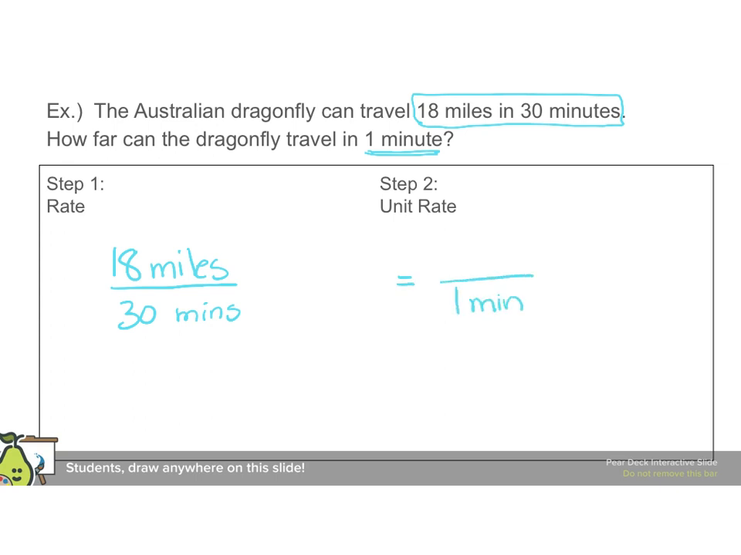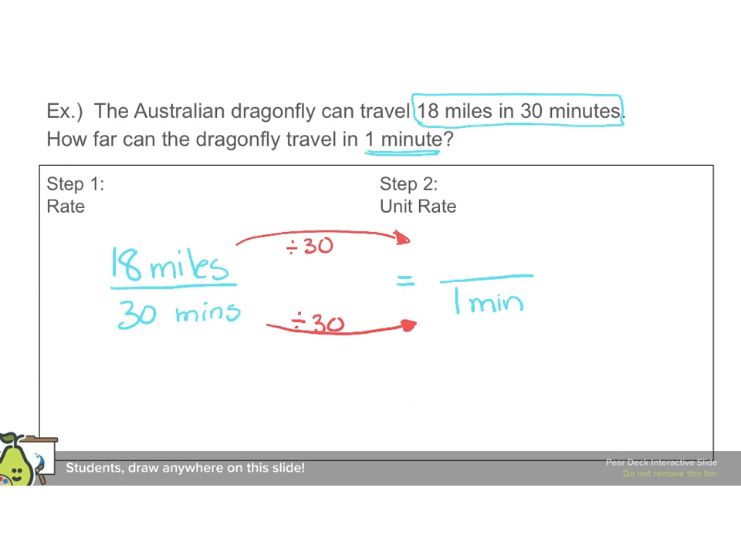And to find rates that are similar, we need to simplify, right? And to simplify, here I need to get from 30 minutes to 1 minute. How do I do that? Well, I would have to divide by 30, okay? And then if I divide by 30 on the bottom, then I have to divide by 30 on the top. Now I have 18 miles divided by 30. Now, I don't know what that is.